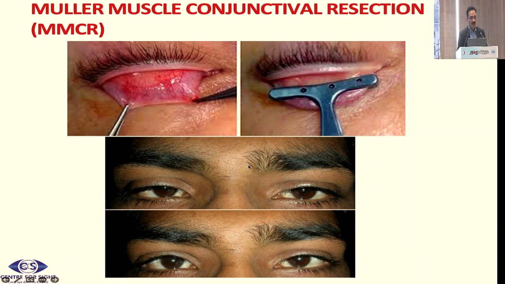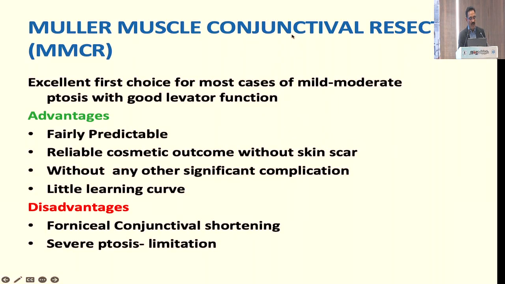So the other procedure is MMCR. Here, instead of removal of tarsus, we remove primarily Muller's muscle and conjunctiva. Sometimes a tiny strip of tarsus may additionally be removed to augment the effect if ptosis is, say, 3.5 millimeters or so. So typically a clamp is used. These are pre-op and post-op. In the right eye the surgery is done, 2 millimeters of ptosis was there and it was beautifully corrected. So MMCR is the first choice for most cases of mild to moderate ptosis with good levator function.